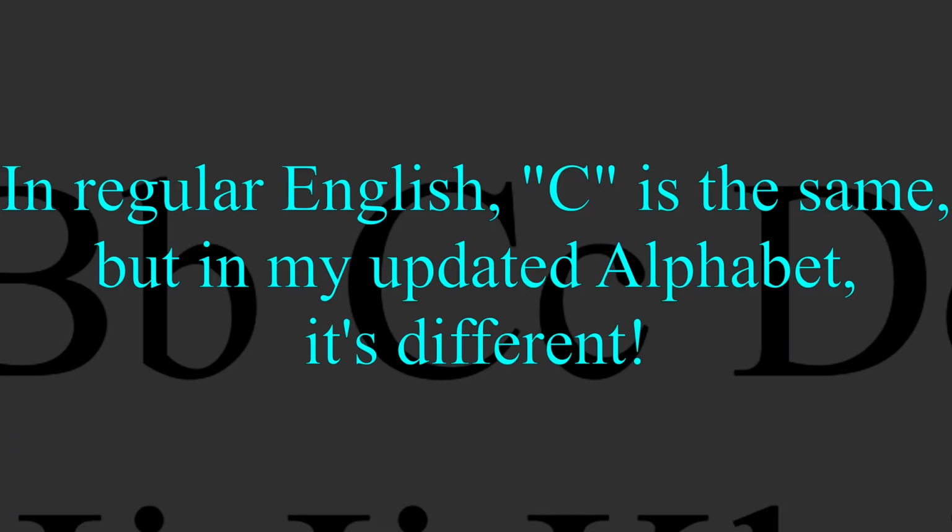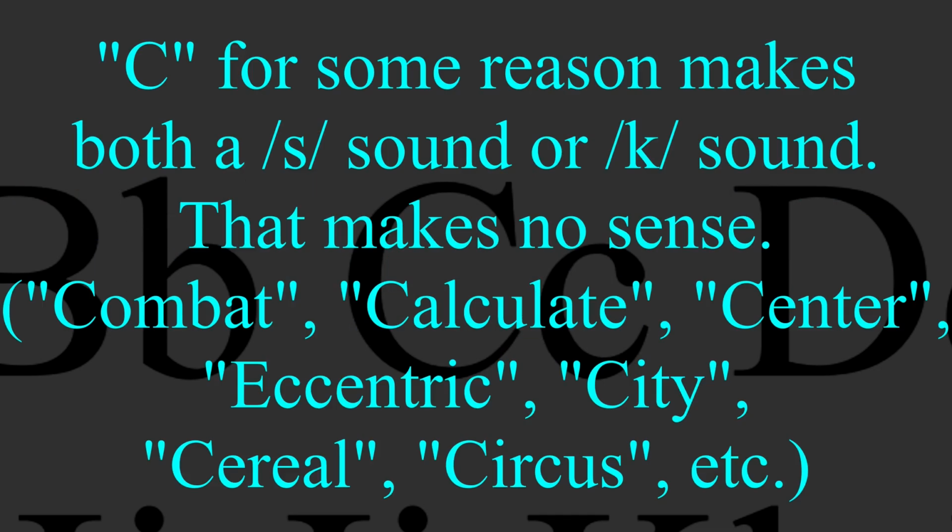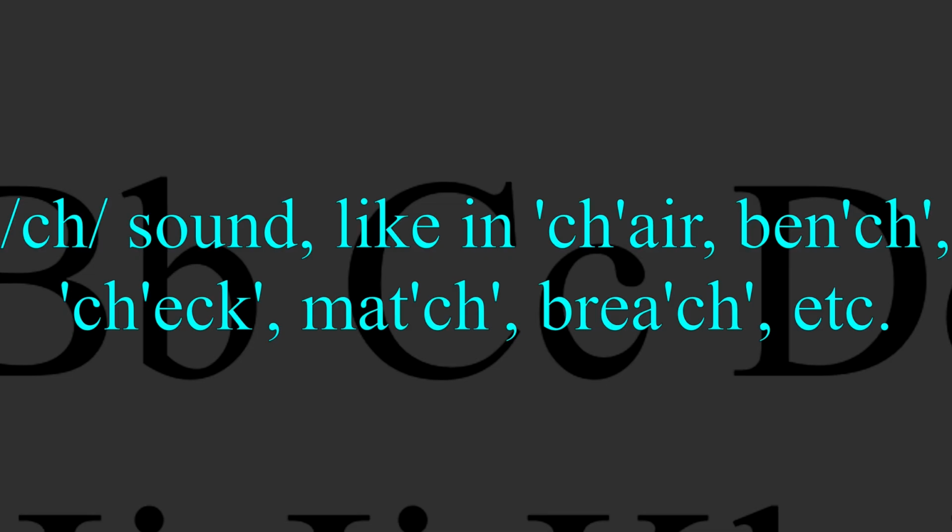B is the same. Now we move on to this letter. What's this one? If you said C, you're correct and incorrect. Correct for regular English, but this letter is different in my update. C is literally just a second S and K, which doesn't really make sense to me. We could, however, use this letter for a sound that we use in words already. I'm talking about a CH sound. Now, there are other languages that have a letter to represent this sound, so why don't we have one?